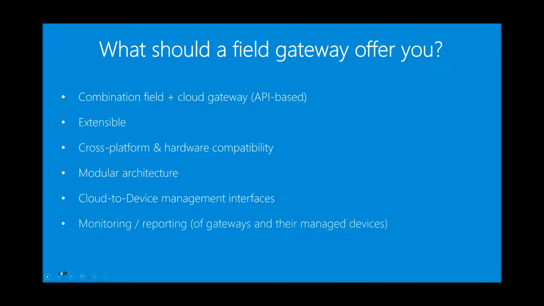The first thing is that your field gateway should also be accompanied by a cloud gateway or a backend gateway. That is a central place, either on your premises or in the cloud, built on an API layer that allows you to interact with your field gateway. So it's not only about the gateway sending data over to the cloud, it's also important that you can communicate back to the gateway in a central way.